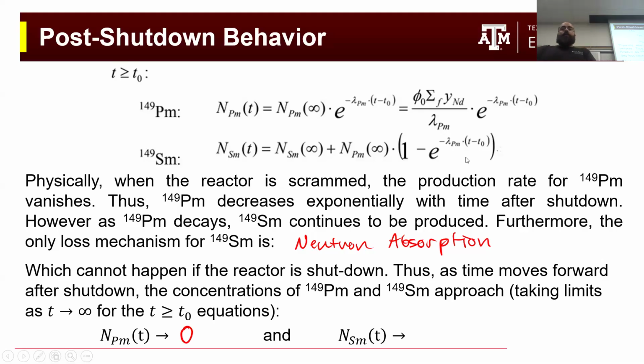Whereas for the samarium equation, again, if I take the limit as t goes to infinity, this exponential term is going to go to zero. So I'll have 1 times this promethium equilibrium concentration plus the equilibrium amount of samarium. So that's what's going to happen with the samarium. It's going to look like the equilibrium amount of samarium that I had before I shut down, plus the equilibrium amount of promethium before I shut down. All of that promethium is going to decay into samarium, and then my samarium concentration is going to continue to grow.